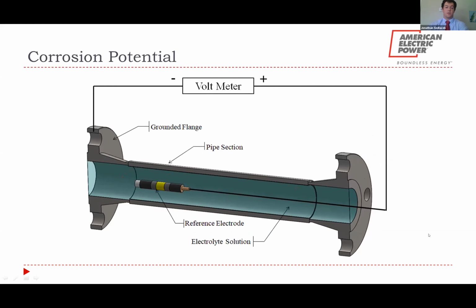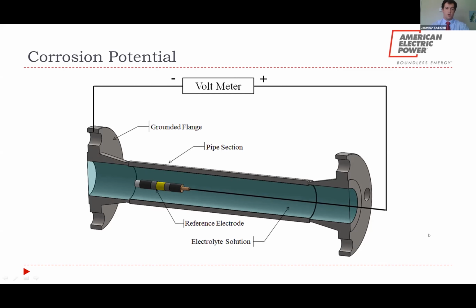It's also important to understand what corrosion potential is and how we're using it for this project. Here's the same cross-sectional view. What we do here is we insert a reference electrode, hook it up to a voltmeter, and then we also hook the pipe up to the same voltmeter. Basically, the corrosion potential is a voltage difference between the two materials in the system, in this case, the reference electrode and the carbon steel pipe. That would give us a certain voltage output on the voltmeter.